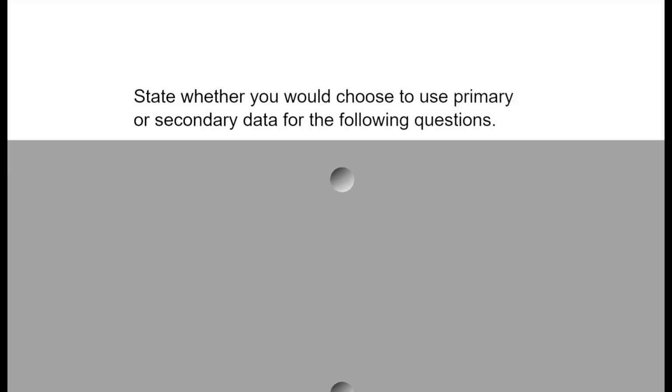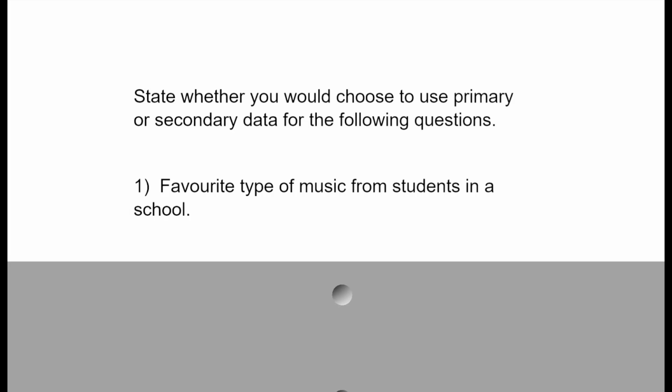So let's look at a couple of examples. State whether you would use primary or secondary data for the following questions. You're asking for the favorite type of music from students in a school. I would say primary data would probably be the best one to collect because the population is not particularly big. And if it's a school in which you work, it's very easy to set that up and collect.